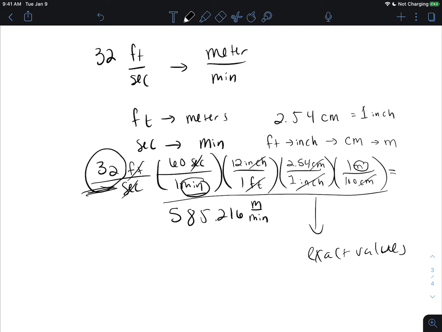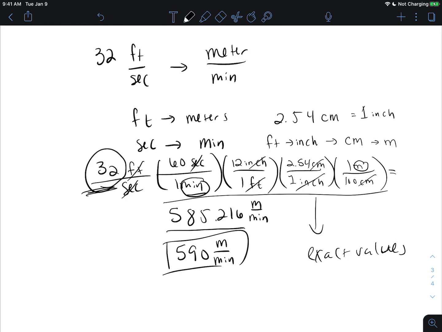So our starting value had 2 sig figs. Our ending value needs to also have 2 significant figures. So when we round this out, we get 590 meters per minute. So one of the big things to take into account when doing these unit conversions is how many significant figures you're going to need at the end. If you have exact conversion factors, so conversion factors that include exact numbers, you don't need to consider them when determining your calculation rules for your significant figures.